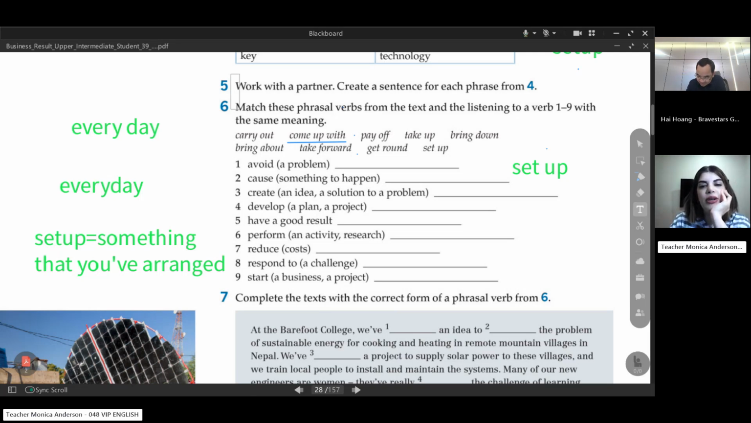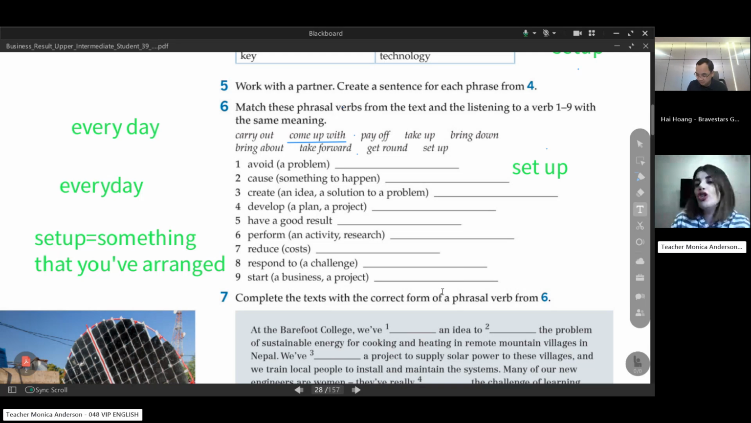Very good. Respond to a challenge. Here, because of this, you can use take up. Start a business. So here you can use set up. Okay, for example, set up is really good one. Now you can change, for example, for number 3. So I can say, okay, come up with is really good one here. So come up with can be create, then set up can be start.